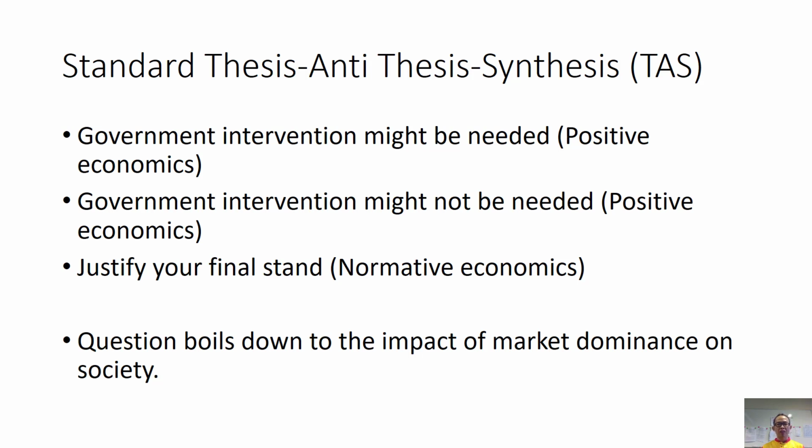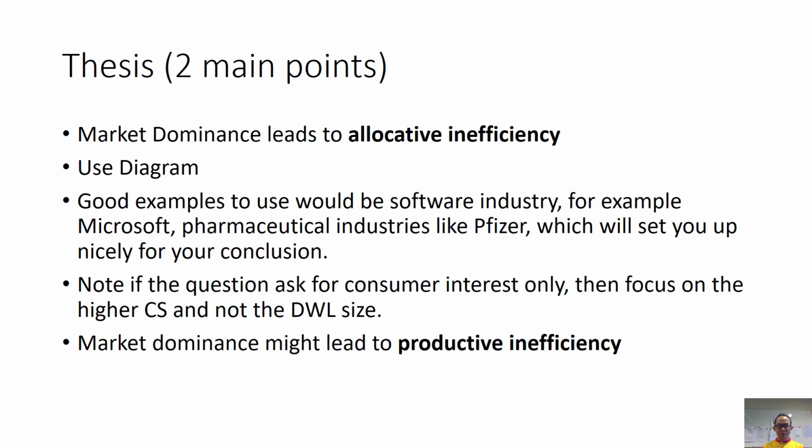But at the end, for the synthesis, you must be able to take a stand. Out of your thesis and your antithesis, you decide which stand you want to take, and you justify the final stand. So this is a matter of your opinion, which you need to justify. That's why we call this normative economics. So the question boils down to basically the impact of market structure on society.